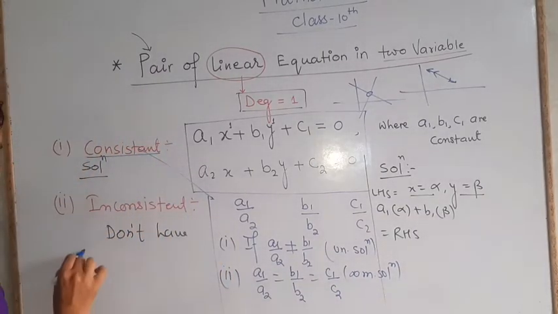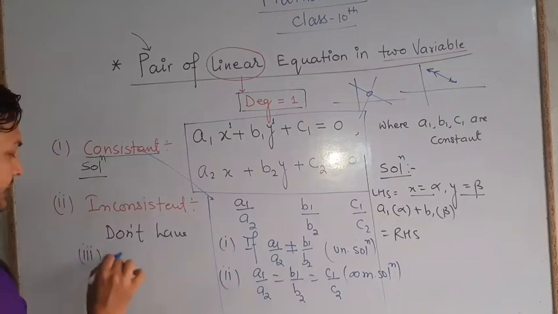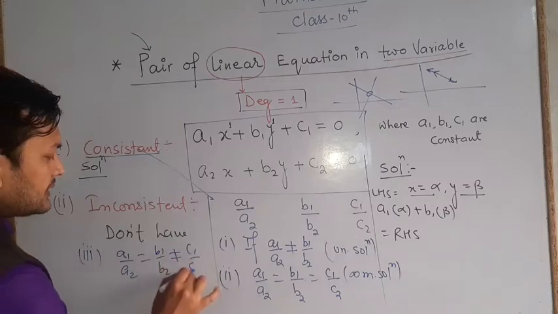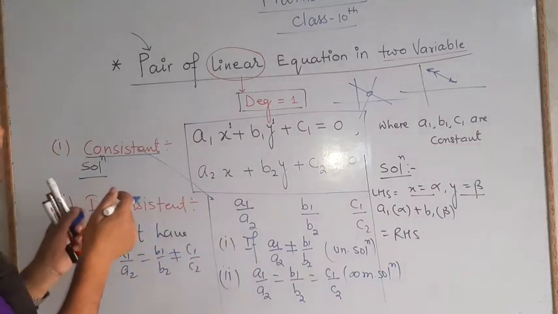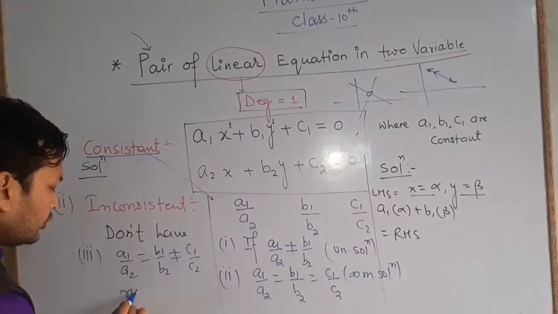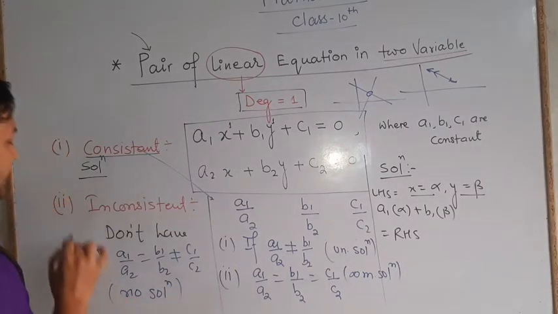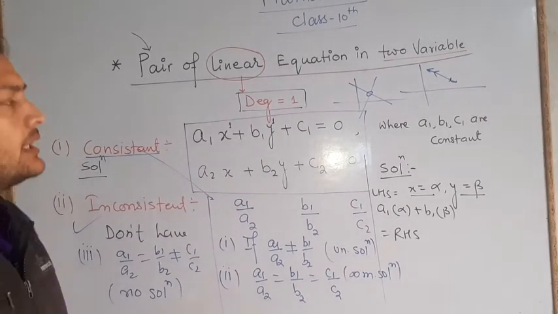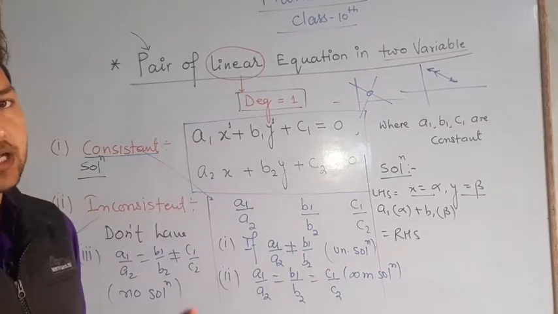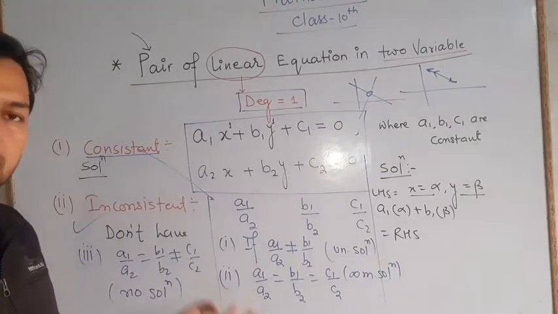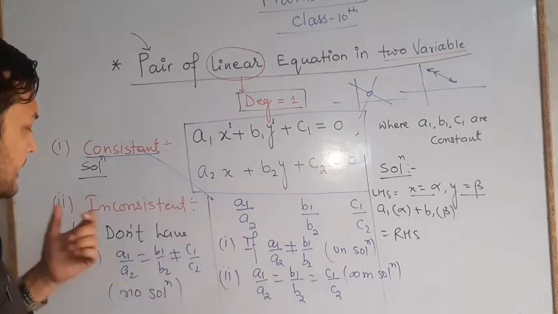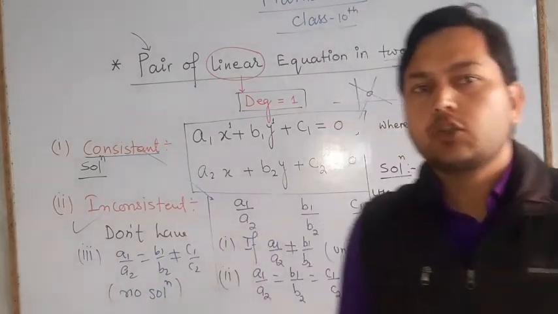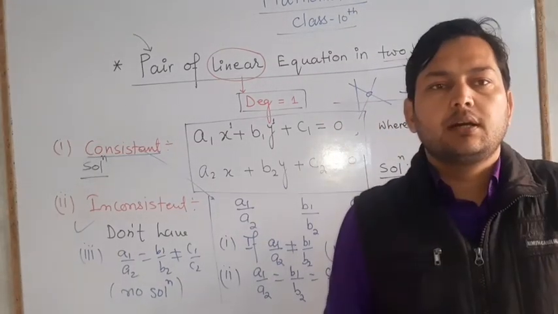But one more condition: if a1 upon a2 is equal to b1 upon b2 but does not equal c1 upon c2, this is the case where the pair of linear equations has no solution, and this comes under the inconsistent. In this way we can check whether the given linear equations have a solution or not. If they have a solution, which type: unique, coincident or infinite, and if they don't, then no solution. This was the topic of this video.